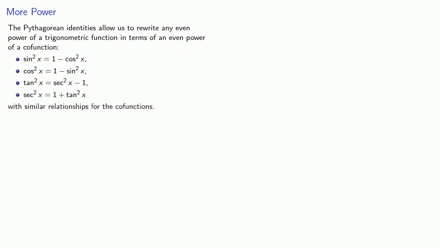The Pythagorean identities allow us to rewrite any even power of a trigonometric function in terms of an even power of a cofunction. So sine squared is equal to 1 minus cosine squared. Cosine squared is 1 minus sine squared. Tangent squared is secant squared minus 1. And secant squared is 1 plus tangent squared. And we have similar relationships for the other functions.